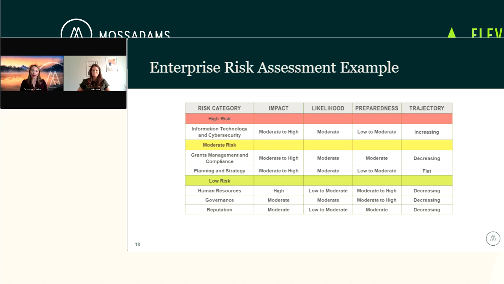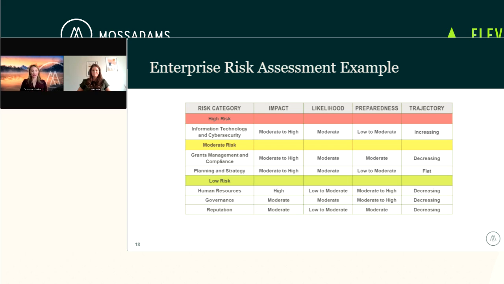And then take that in comparison to the HR category, which is low risk. Well, it's kind of interesting because the impact of HR is rated as high. So you might think, oh, impact is high, it should be a higher risk area. But it has a lower likelihood, and the organization is showing that it's prepared, that it knows what to do if something goes awry in HR. So because of this high level of preparedness, that decreasing trajectory, and that lower likelihood, the HR category is ranked as low, whereas the IT and cybersecurity category is ranked as high.